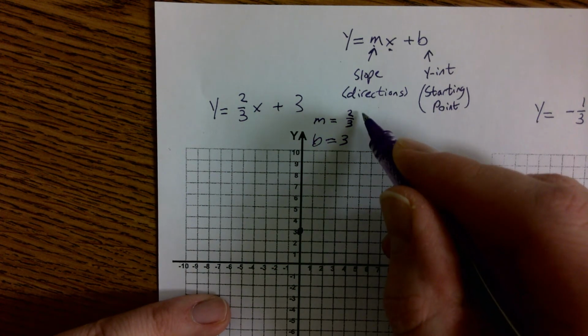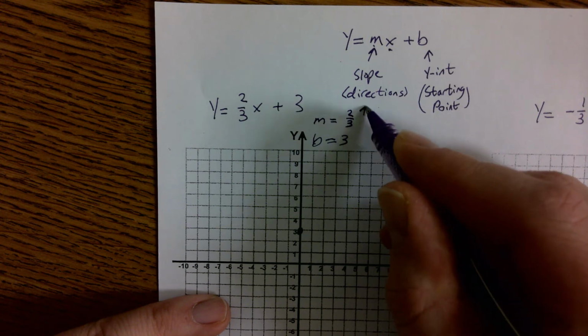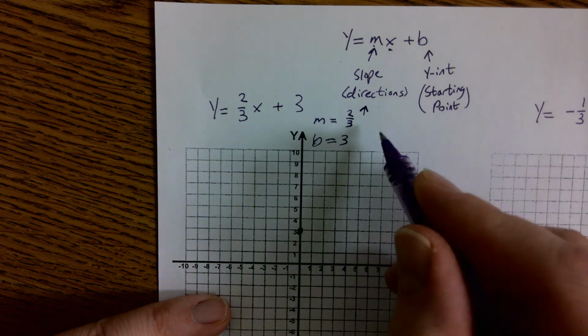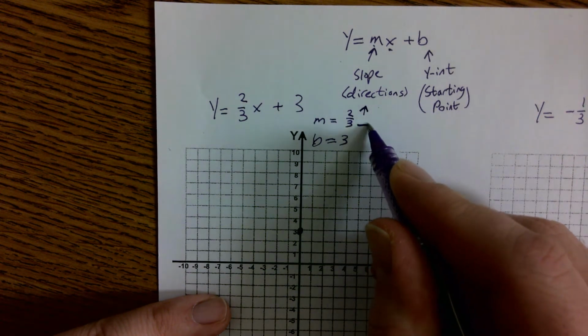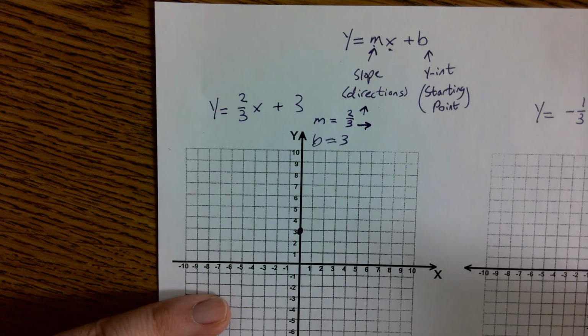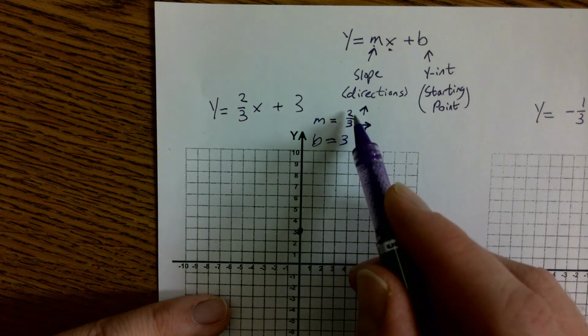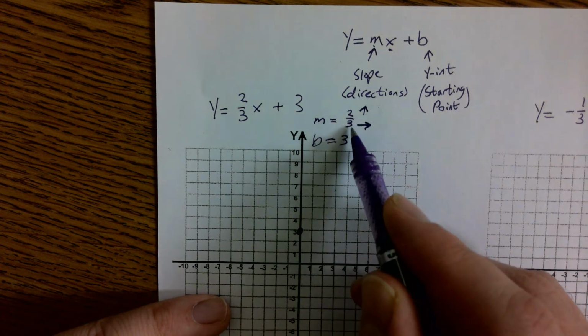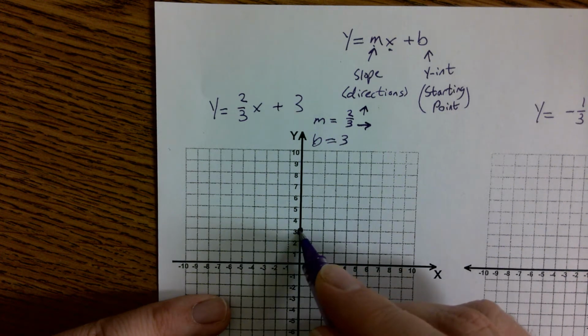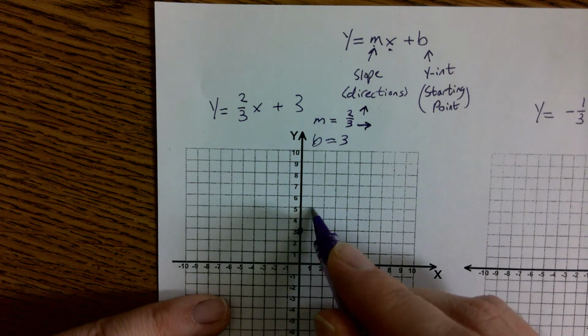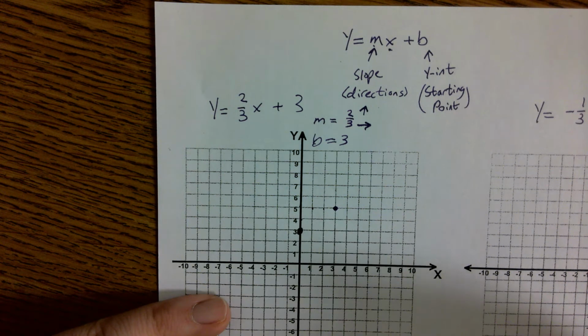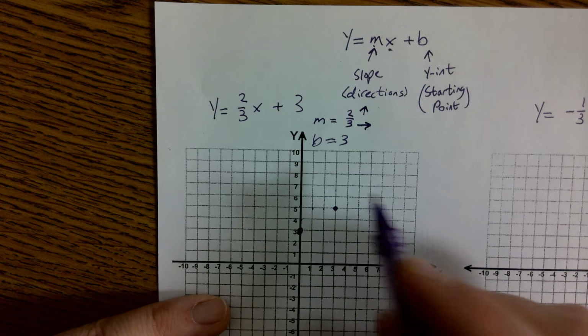So y is on top, so we're going to go up 2, and then 3 is on the bottom, so we're going to go over 3. So from our starting point, I'm going to follow that slope. First is going up 2, and then I'm going to go to the right 3. So up 2, right 3, and I'll put my next dot there. Okay, and I can do it again.